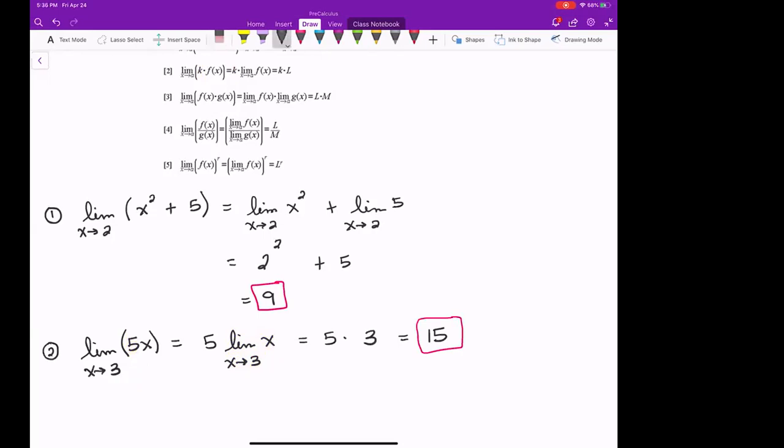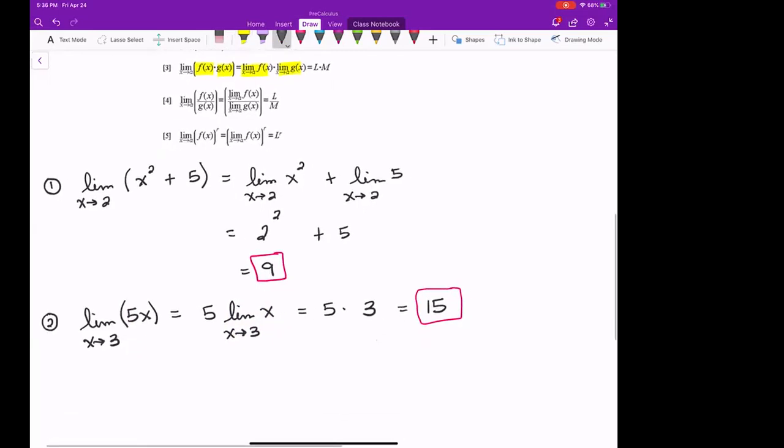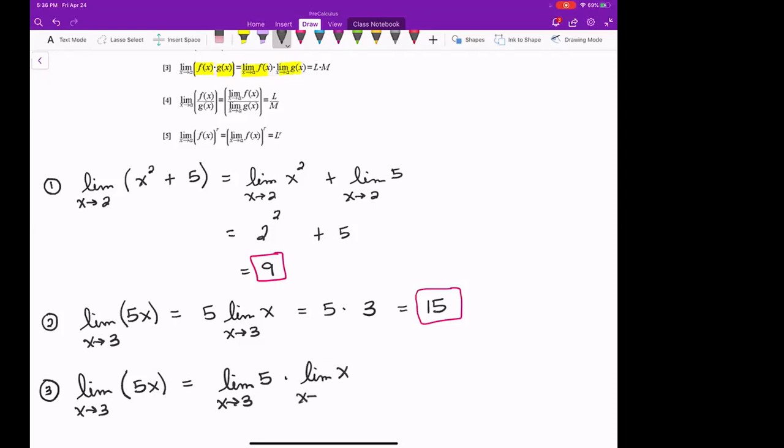Okay, third property says that if you've got two different functions being multiplied together, you can take the limit of each individual one and multiply them together. So that would look something like, I have the limit of, let's say, 5x. We'll just use that exact same one as x approaches 3. Well, to show the third property there, I would just take the limit of 5 as x approaches 3 and multiply it by the limit of x as x approaches 3.